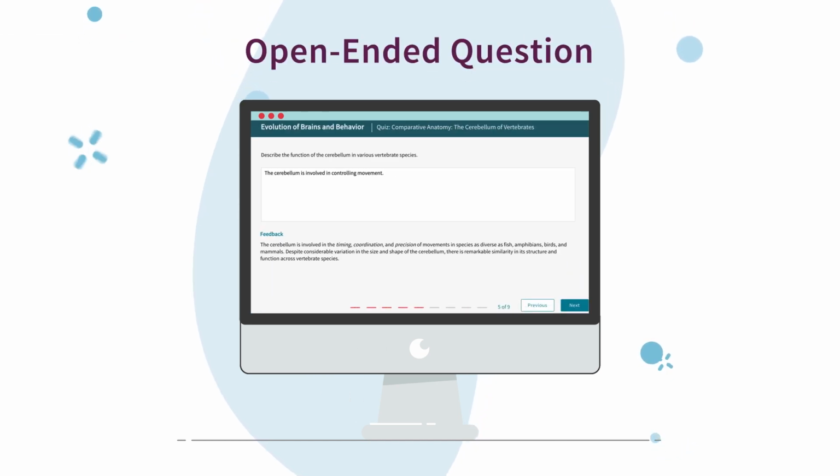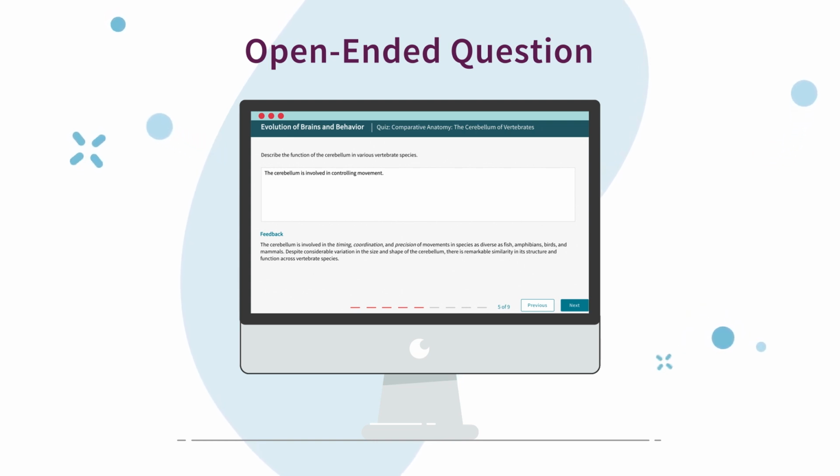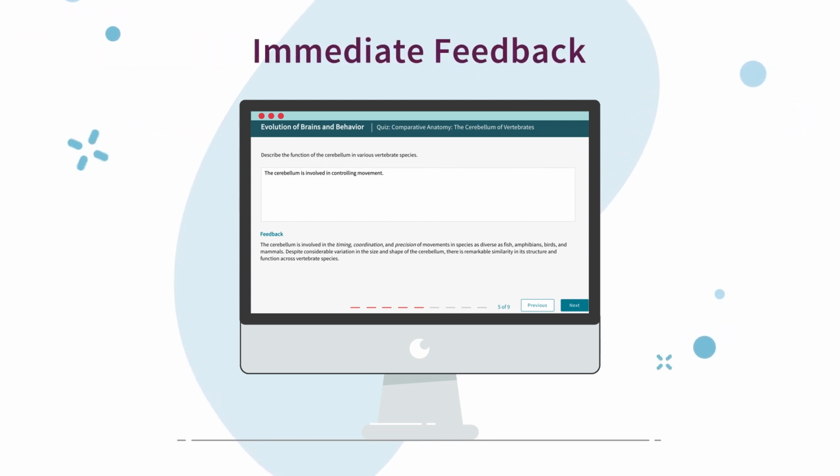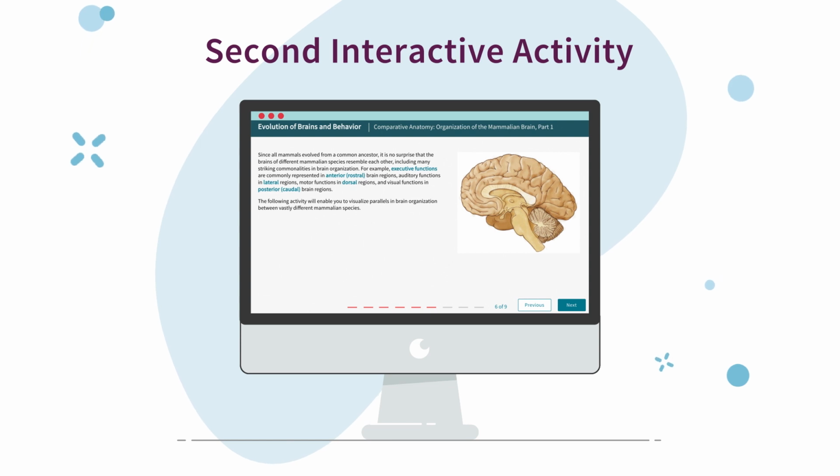An open-ended question allows students to give a brief answer to a question related to the activity. Students are provided with immediate feedback on their response so they can understand the activity before moving forward. Students are then introduced to a second interactive activity.